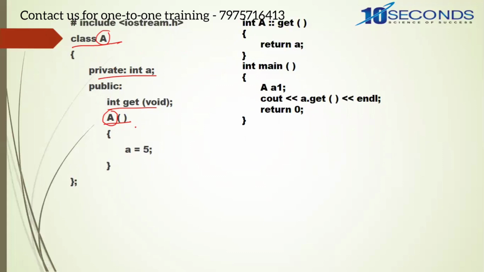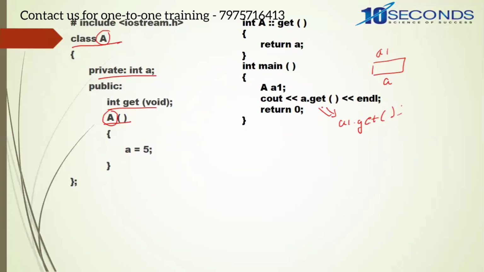Now we are writing the definition of this get function outside the class. That's why we are using the scope resolution operator. Get is a member function that belongs to the class A. And after performing some operation, it returns an integer value, return A. So int main, A1. Memory will be allocated to A1 to store A. Cout A1 dot get.